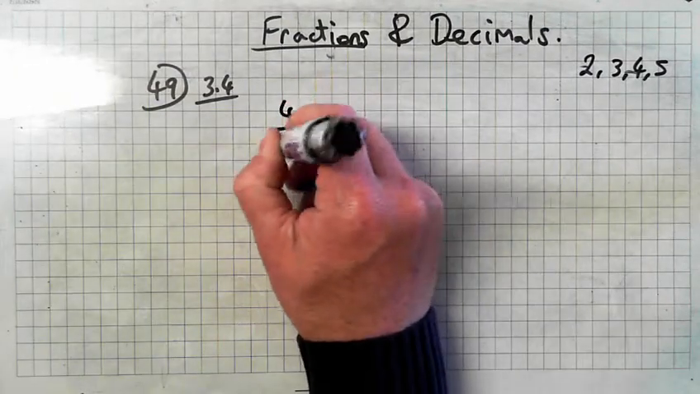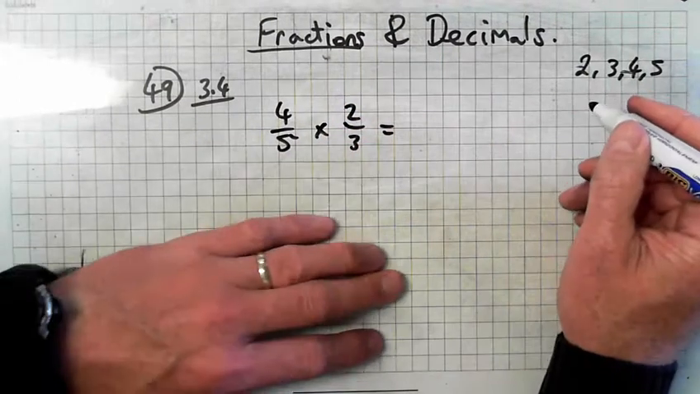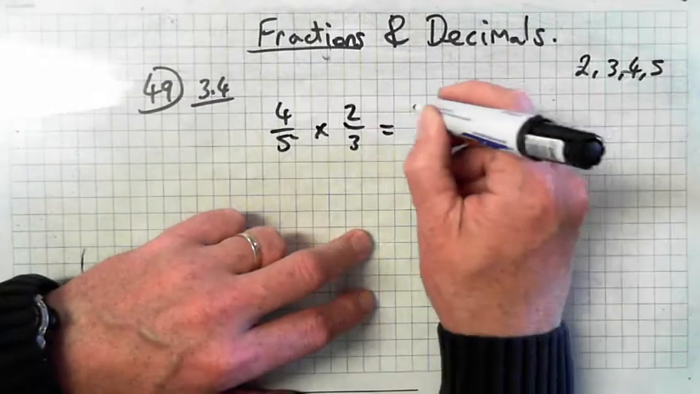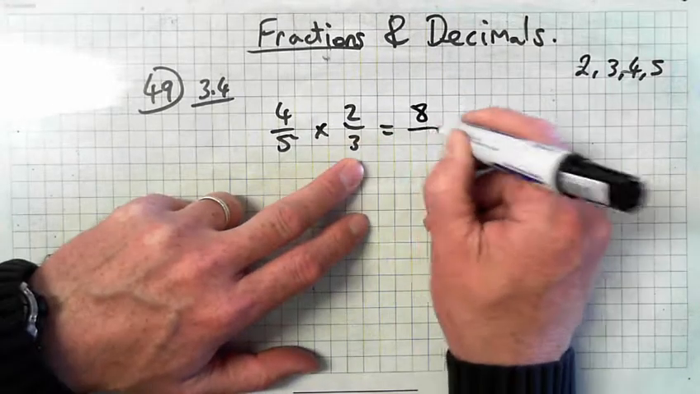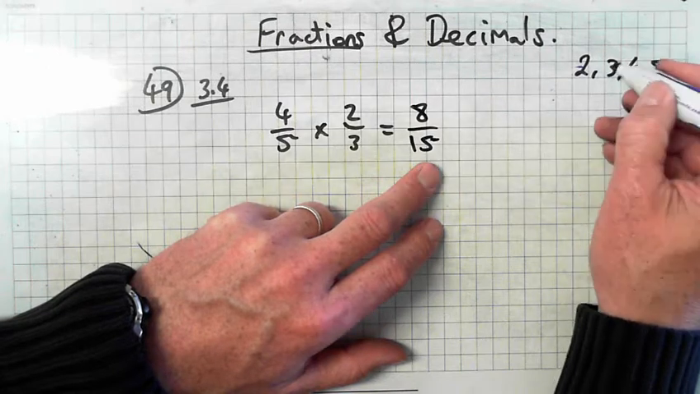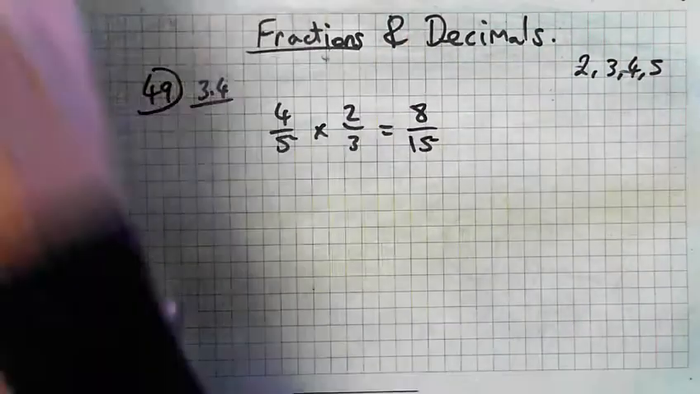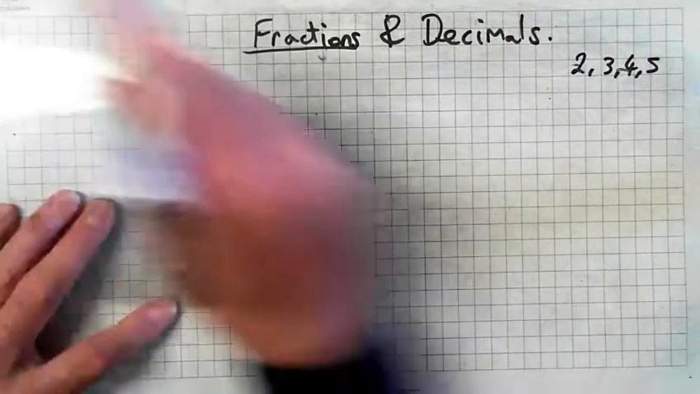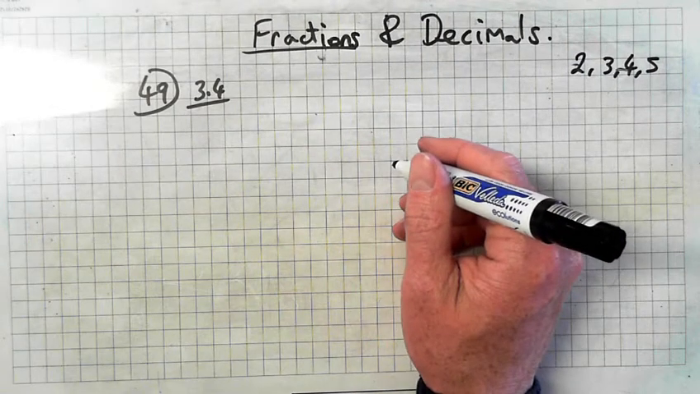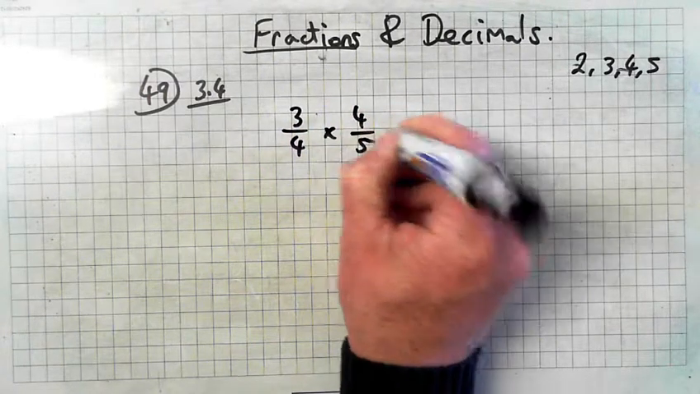4/5 times 2/3. The simplifying is important, so look up. 4 2s are 8 and 5 3s are 15. Will 2 divide into both of those? No, it won't. Will 3? No. Will 4? No. Will 5? No. Sorry, I'm doing this quick so the video is quick for you. Right. We'll go on. 3/4 times 4/5.